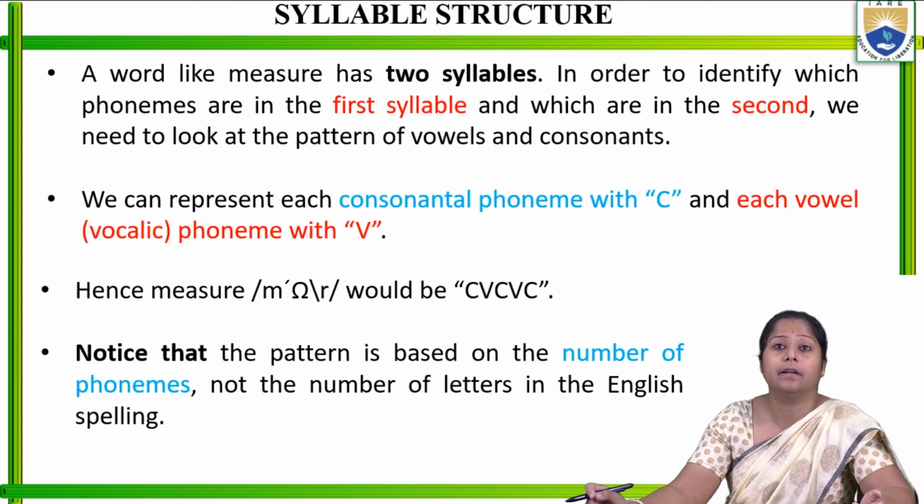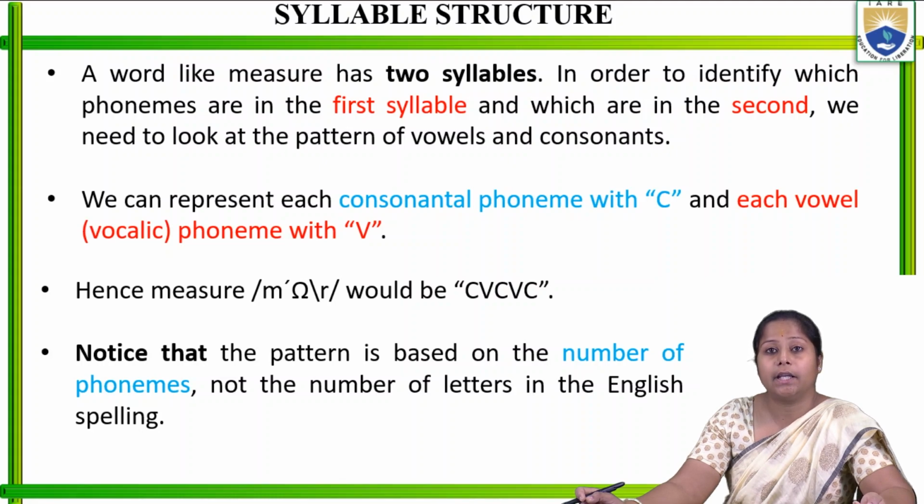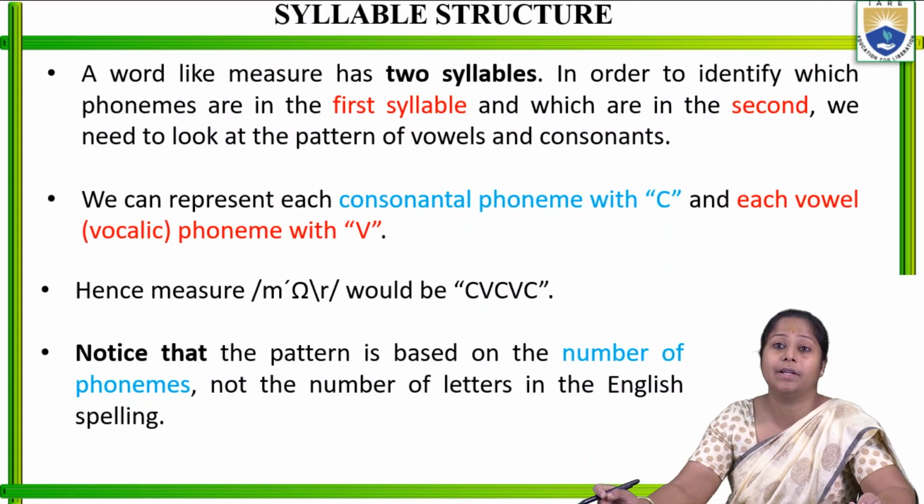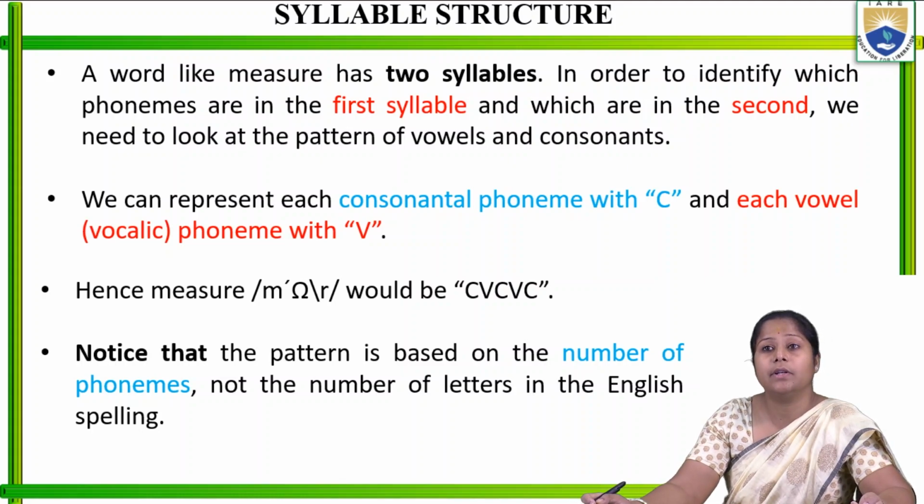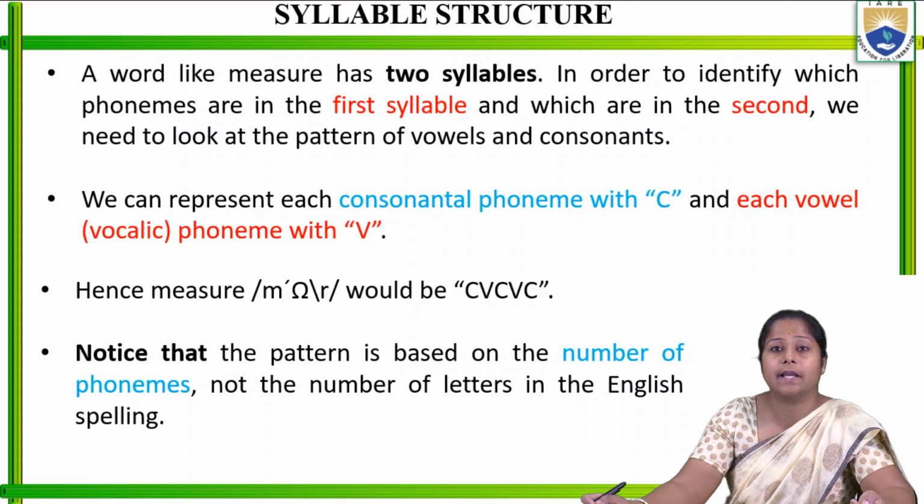Let's consider syllable structure. What is syllable structure? A word like measure has two syllables, and that is how syllable structure is identified. In order to identify which phonemes are in the first syllable and which are in the second, we need to look at the pattern of vowels and consonants made by the speaker, as you read it in the form of a transcript.